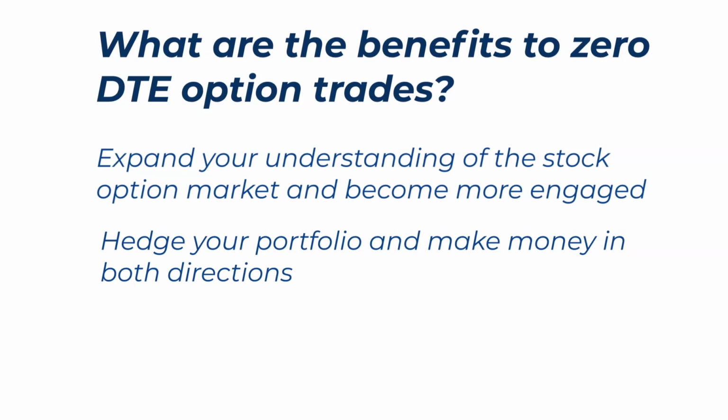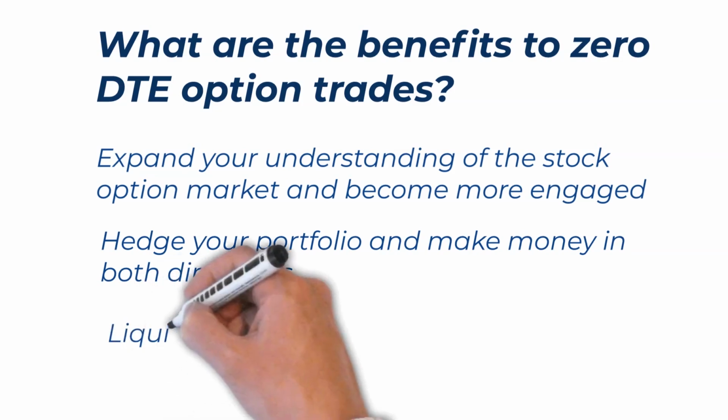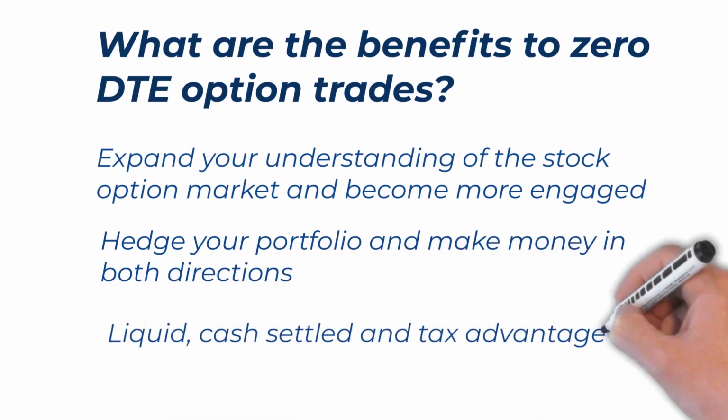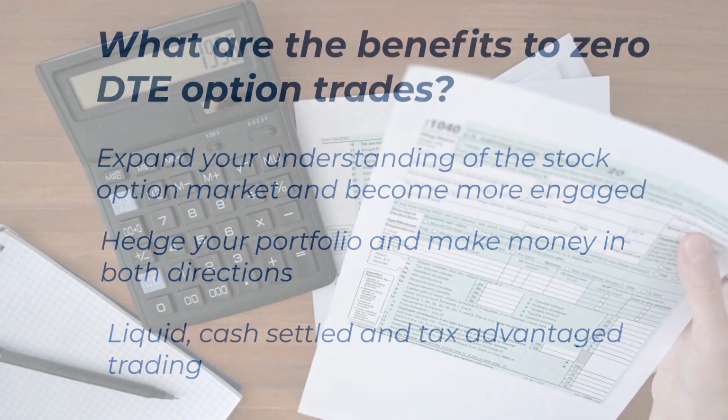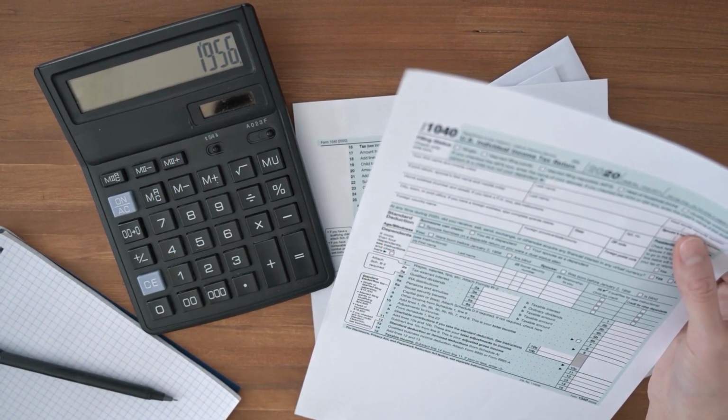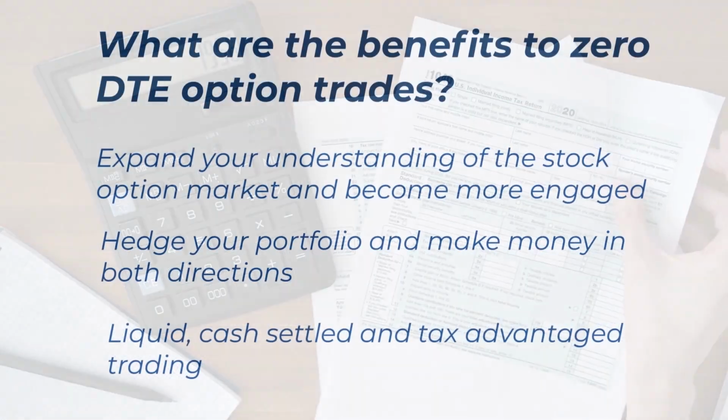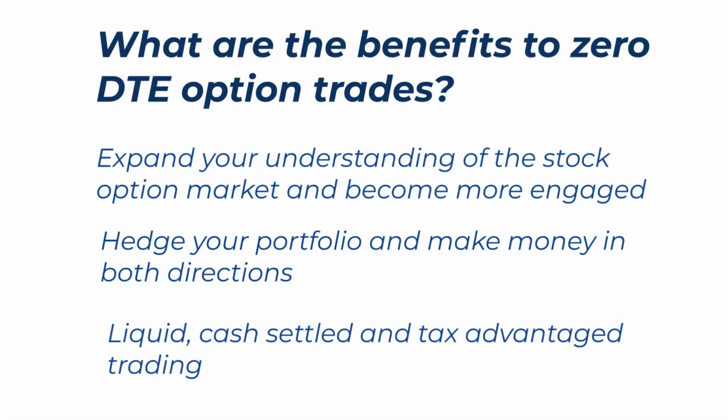Another reason for trading Zero DTE SPX options is that they are liquid, cash settled, and tax advantaged. SPX options are very liquid. The difference between the bid and the ask spreads is only about 5 or 10 cents. So we're not giving up much on these trades. The SPX is also cash settled, so we don't have to be worried about being assigned.